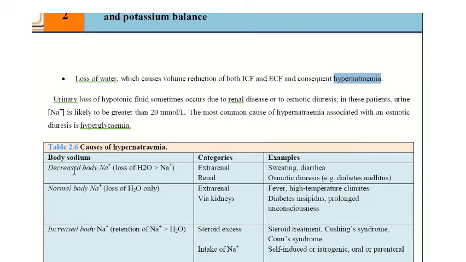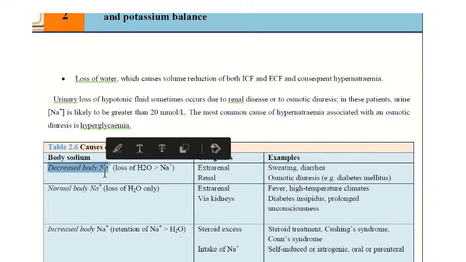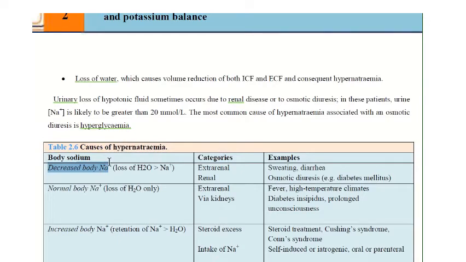فهنا causes of hypernatremia، فهنا decreased body sodium. الحالة الأولى decreased body sodium، الحالة الثانية normal body sodium، الحالة الثالثة increased body sodium. فبالنسبة للحالة الأولى اللي تكلمنا عليها decreased body sodium، هنا loss of water أكثر من الصوديوم. الكاتيجوريز أكو extra renal أسباب خارج الكلى، وأسباب رينال. الإكسترا رينال مثلا سويتنج، الدياريا أمثلة عليها، والرينال مثلا أوزموتيك دايوريسيس كمثال الدايابيتس ميليتس.